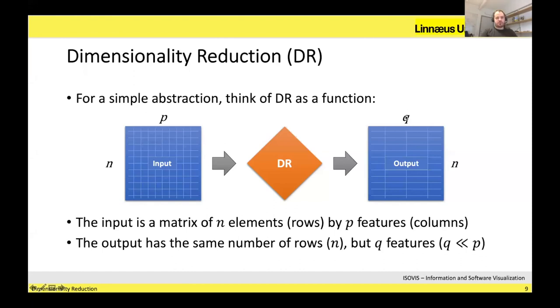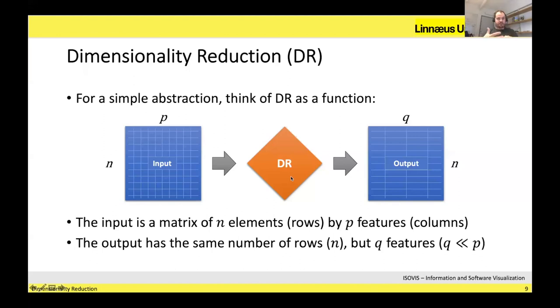So you have q dimensions or features, and q is much less than p, right? So in this case, for example, it's 4, while the original one was 10. So we went from 10 to 4. The input is this matrix with n elements and p features, and the output has the same number of rows but many fewer features. So the key point here is what's happening inside this thing here, right? What is this function? What are the algorithms that are being used here?